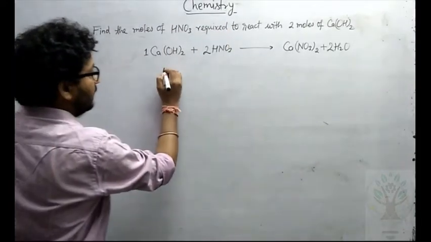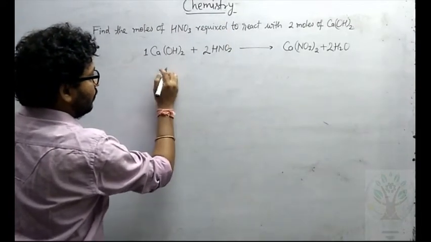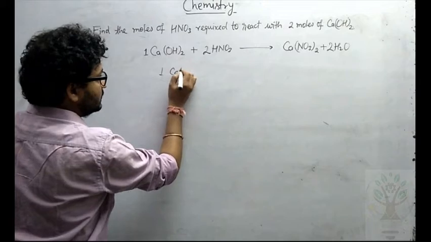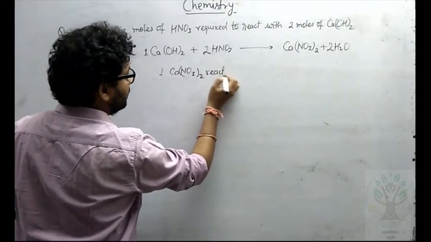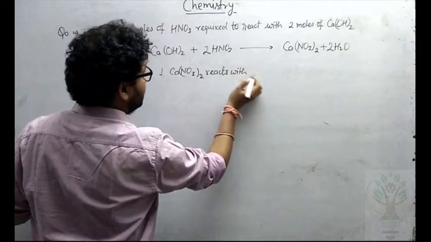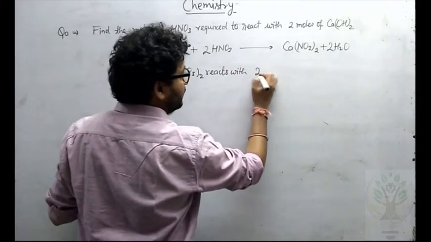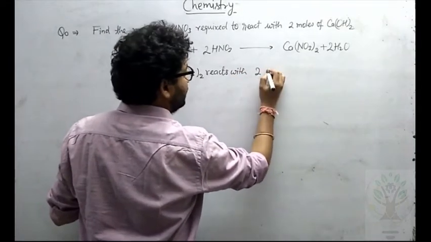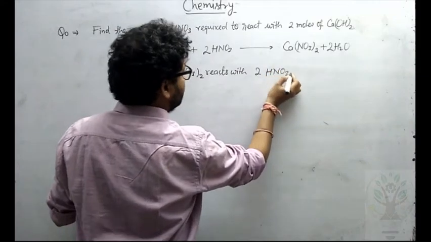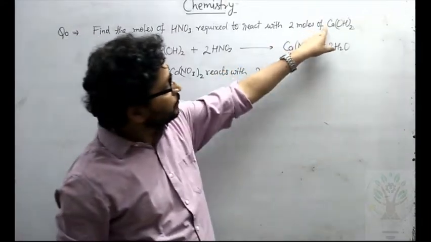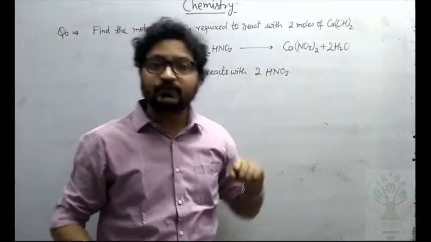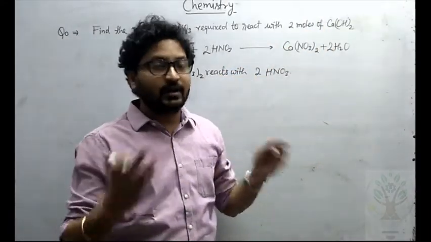So I will write here 1 Ca(NO3)2 reacts with how many HNO3? 2 HNO3. Can you see this? 1 reacts with 2. But how many Ca(NO3)2 do you have? You have 2 moles of Ca(NO3)2. You don't have 1, you have 2.